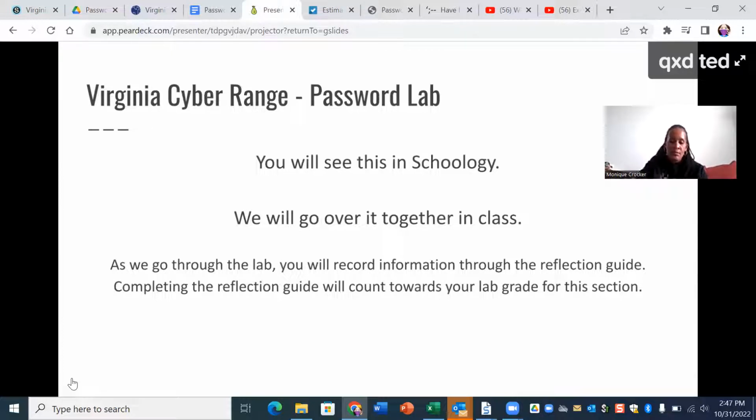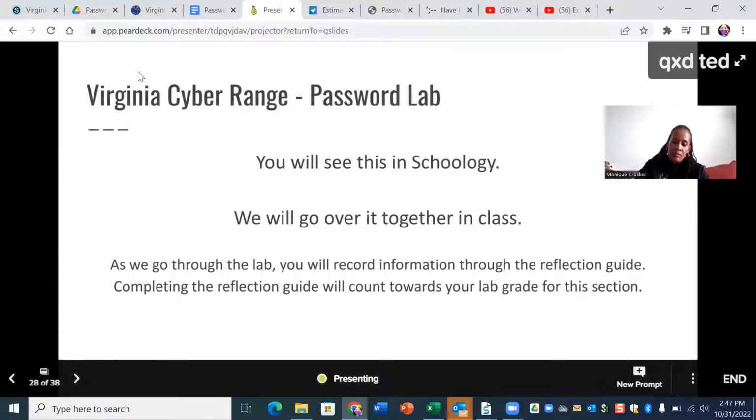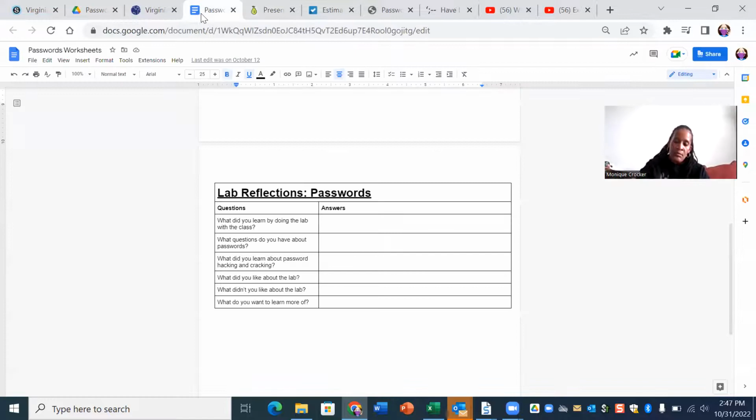I would talk to them about where they can see it in Schoology. We're going to go through it as a class so they can see it on their screen as I'm doing it. And then after we go through it together as a class, I have this worksheet, it says lab reflections passwords, where they're going to answer some questions.